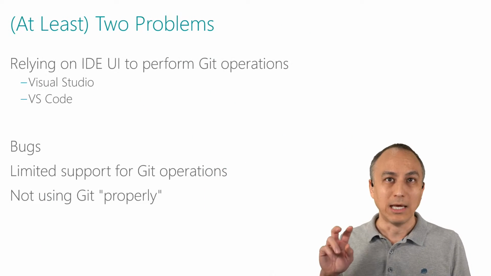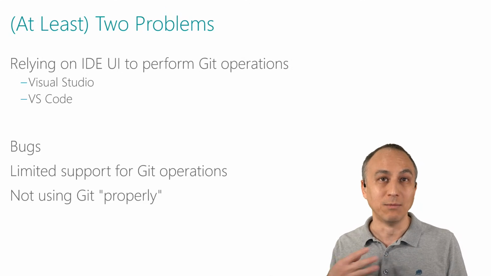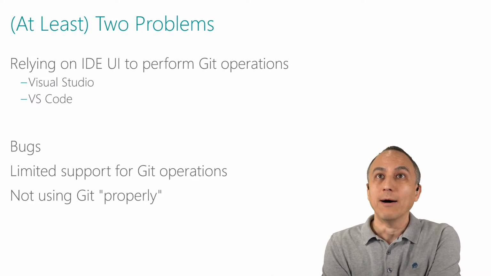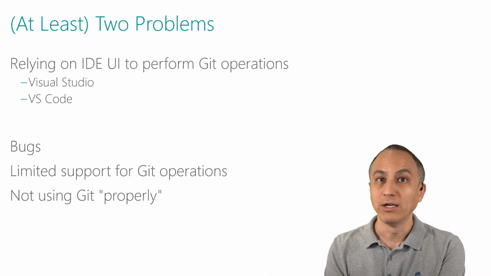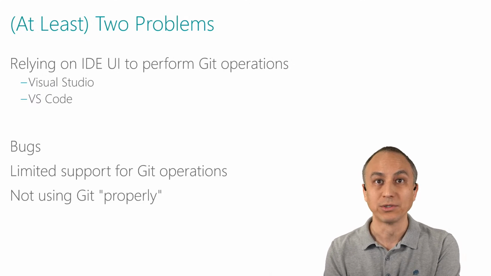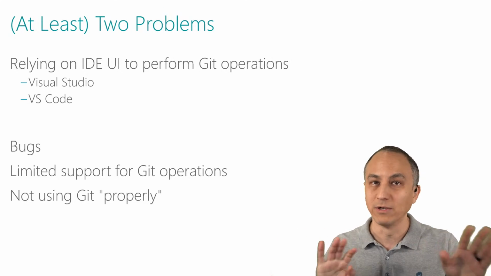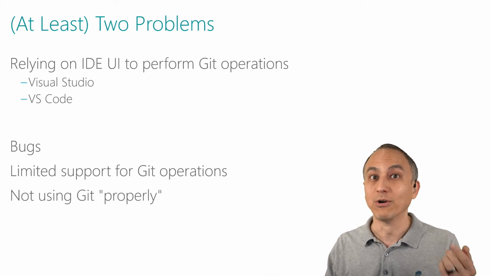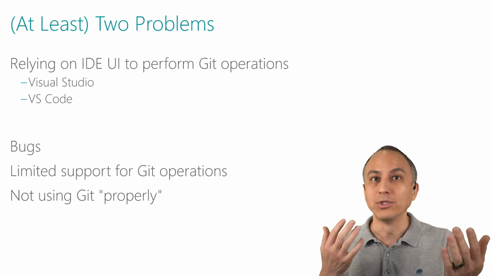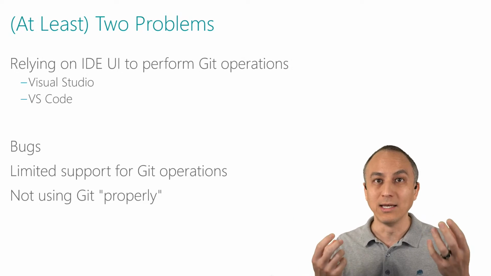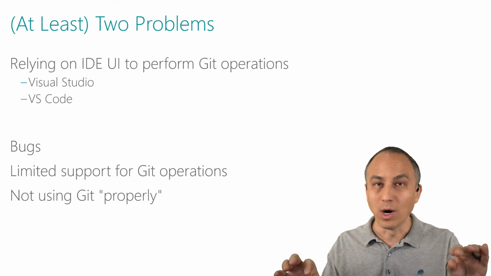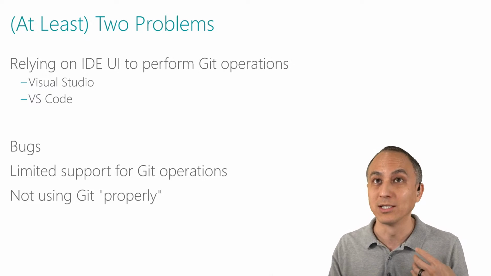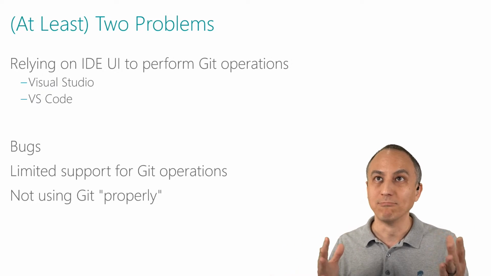So at least two fundamental problems that I've observed based on my own experience of starting with Visual Studio to work with Git: relying upon the IDE user interface to perform Git operations, whether that's in Visual Studio or VS Code, and those are completely different worlds. So just be aware that when someone says Visual Studio, they're not necessarily referring to VS Code, and those two IDEs work with Git in completely different ways, and the UI is different, and your user experience is very, very different between those two applications in my experience. So I'm not equating them, I'm just warning you.